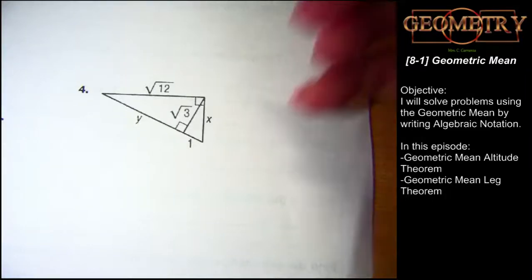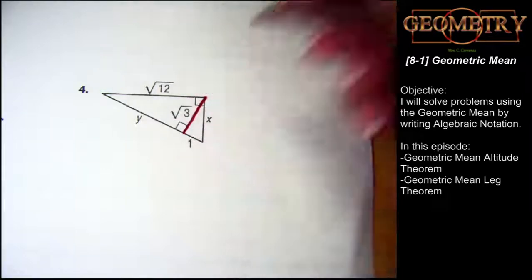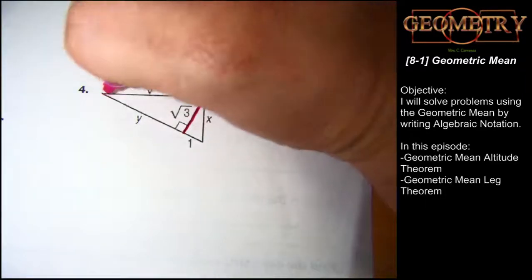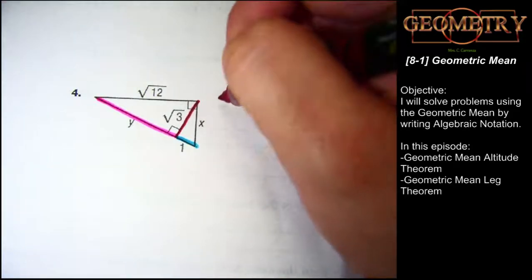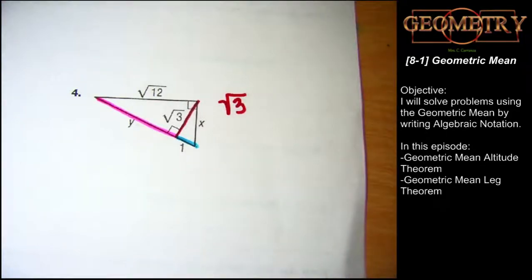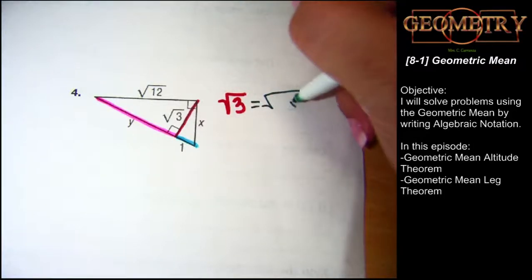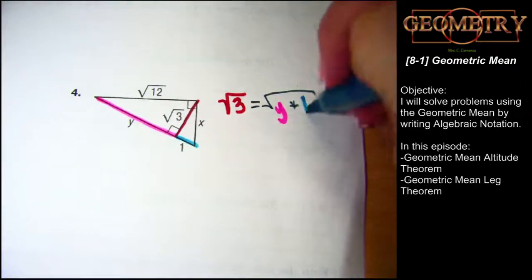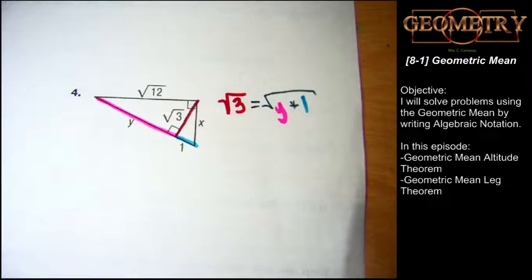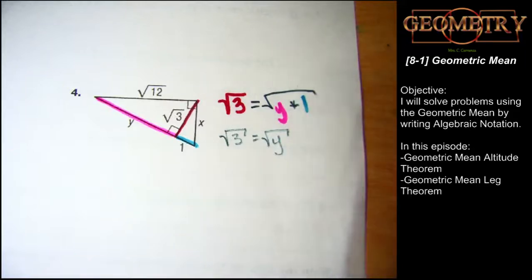All right. Let's do this. There's the altitude. There's one piece of the hypotenuse. There's the other piece of the hypotenuse. And my shortcut theorem says that the measure of the altitude is equal to the geometric mean between one piece of the hypotenuse and the other. Which means this is the square root of 3. The square root of y is the square root of 3.